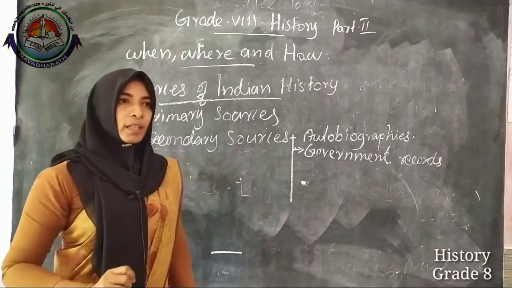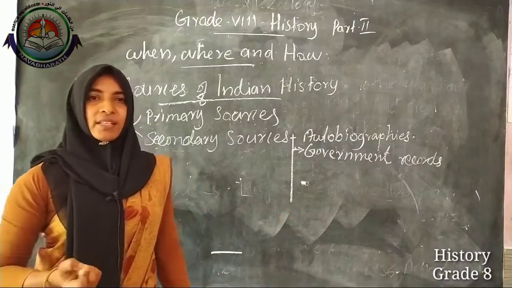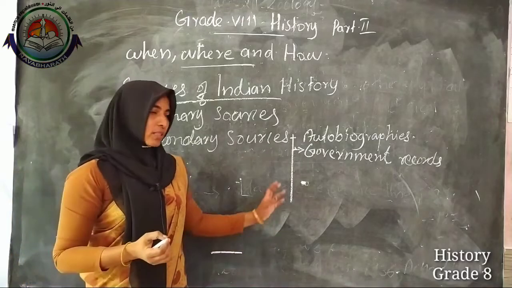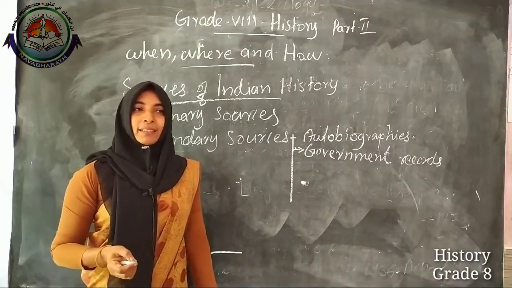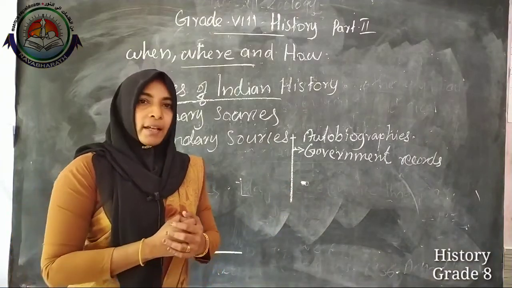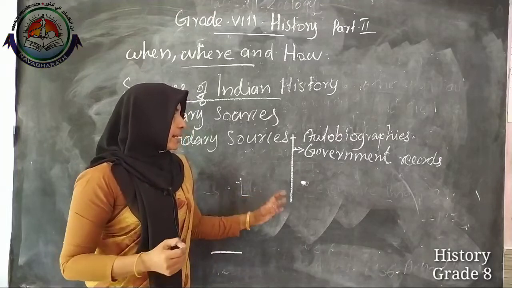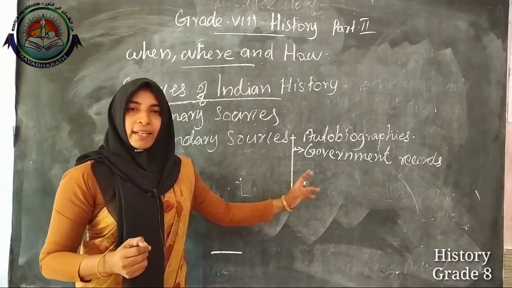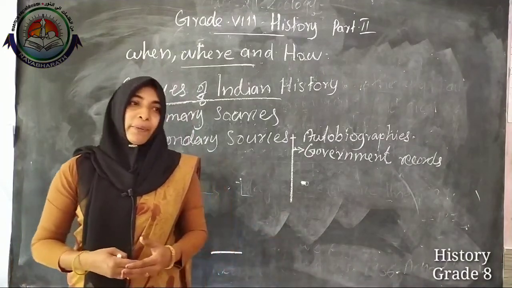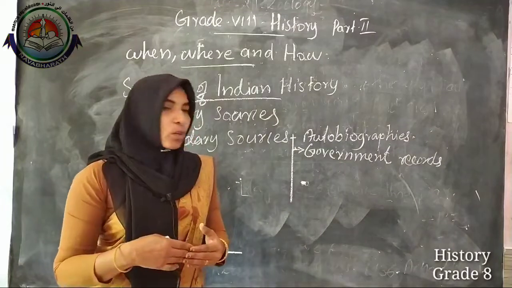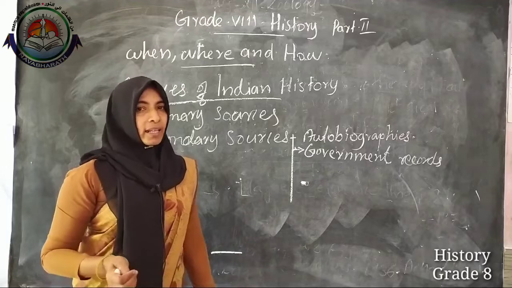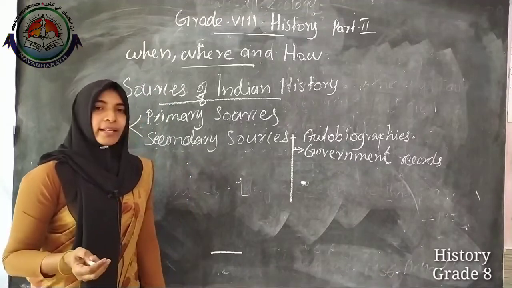Listen, Britishers gave importance to recording their events. They were very interested in keeping records of their events. Government records means especially that they collected records about their acts, bills and meetings. Such things were recorded and kept in an archive.